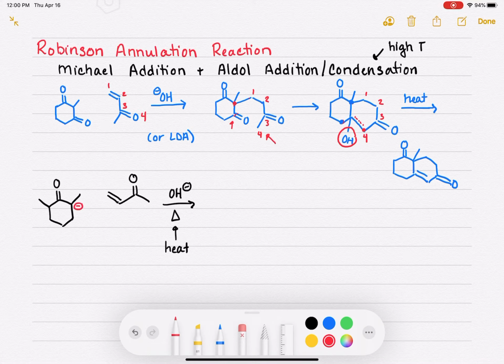So this is going to be our enolate, and we're going to initially form a bond between that carbon and the carbon, what I would call carbon number 1, of the Michael acceptor. So it's initially going to look like that. And then you are going to make another enolate, which is going to be out here, and you are going to form a new bond all the way up to here.